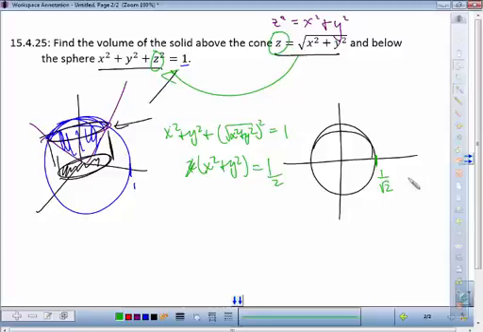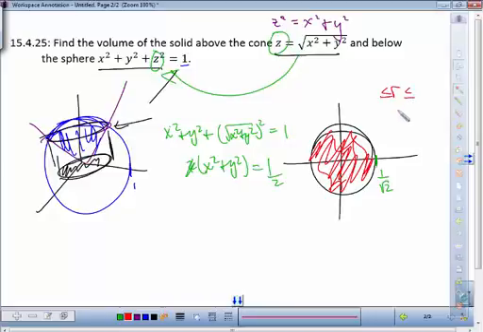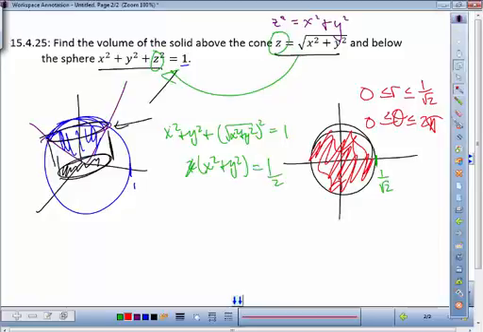Okay. So we'll go with that. We need to set up our limits of integration. Our limits of integration, r is going to go from where to where? From 0 to 1 over root 2. Theta goes all the way around, 2 pi. So we got our limits.